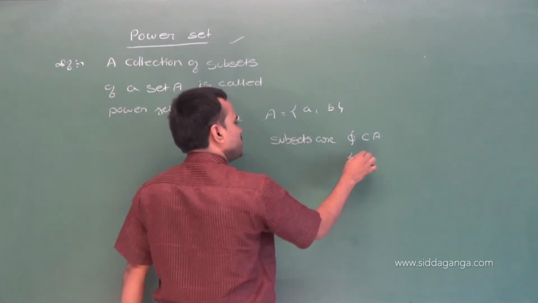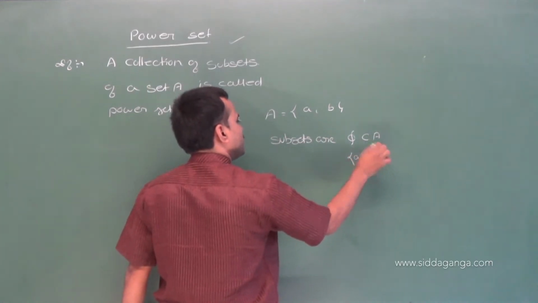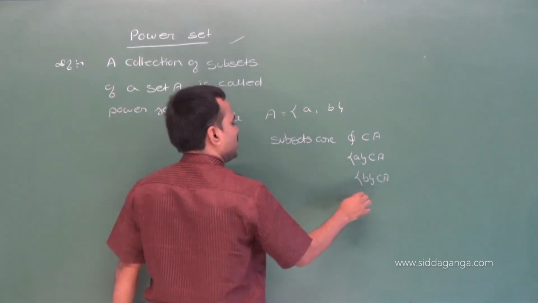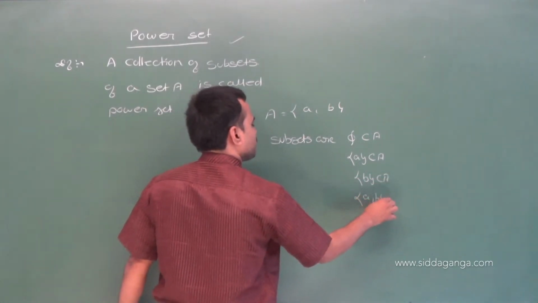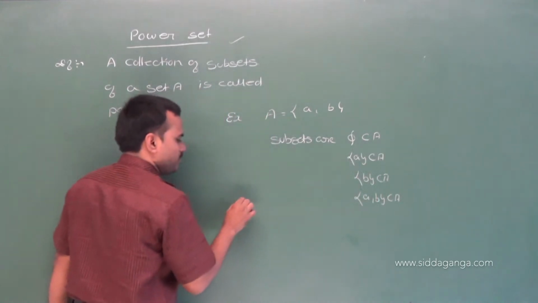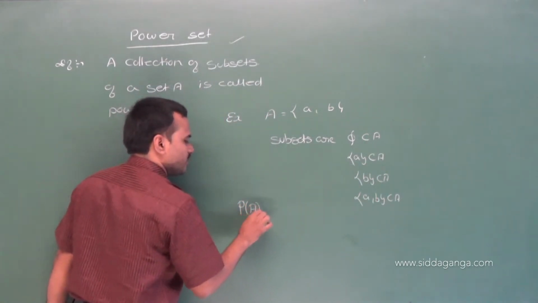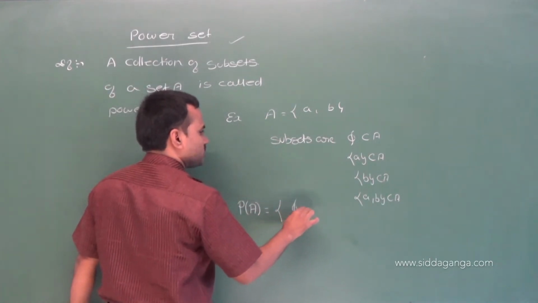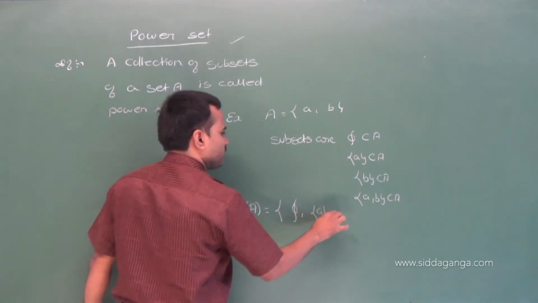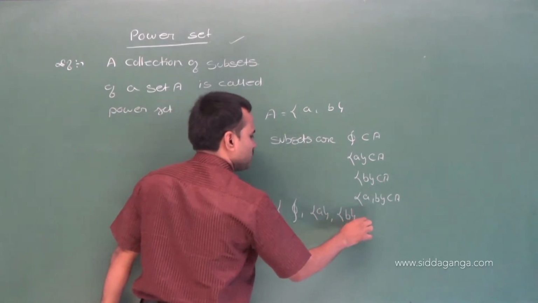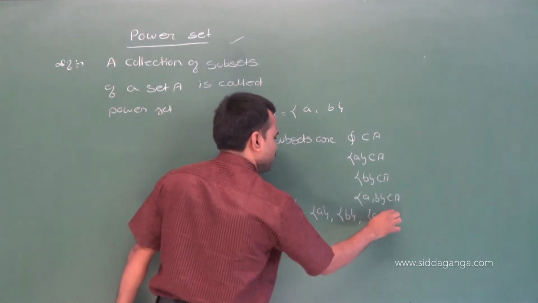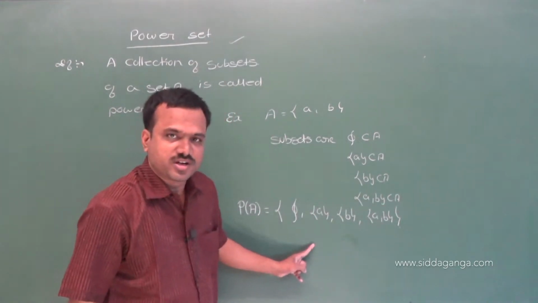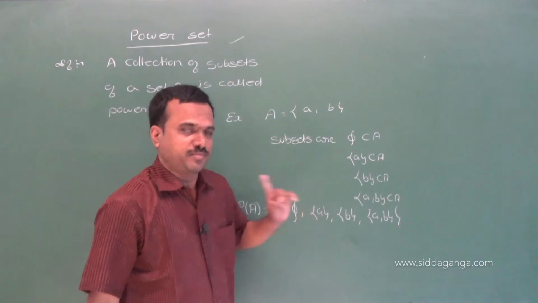Contain only one element, A, it is a subset of A. Contain only one element, that is B, is also a subset of A, and A comma B. Then P of A is equal to what? Empty set, A itself, B itself, and A comma B. P of A. Understand? Very important point.